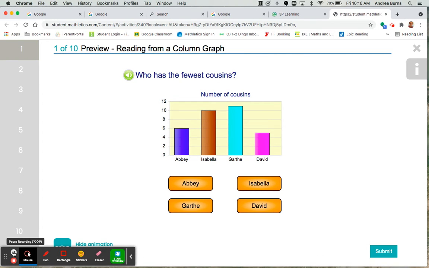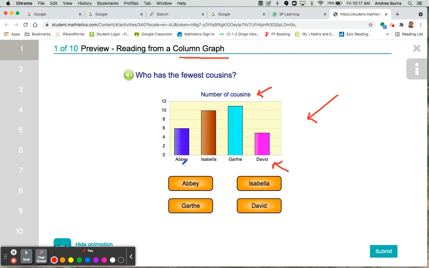I thought we'd have a brief review of column graphs. Just a very brief review of column graphs. So let's do that. Now this here is a column graph, and a column graph gives us information about certain things. This particular column graph refers to the number of cousins that these children have: David, Garth, Isabella, and Abby.